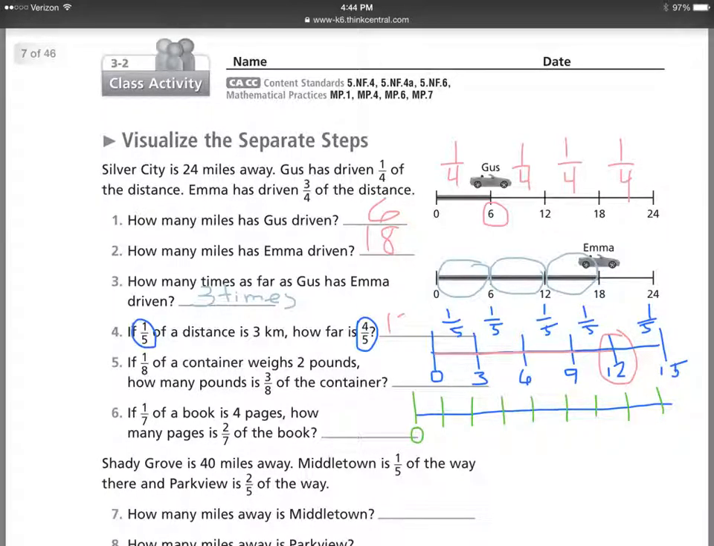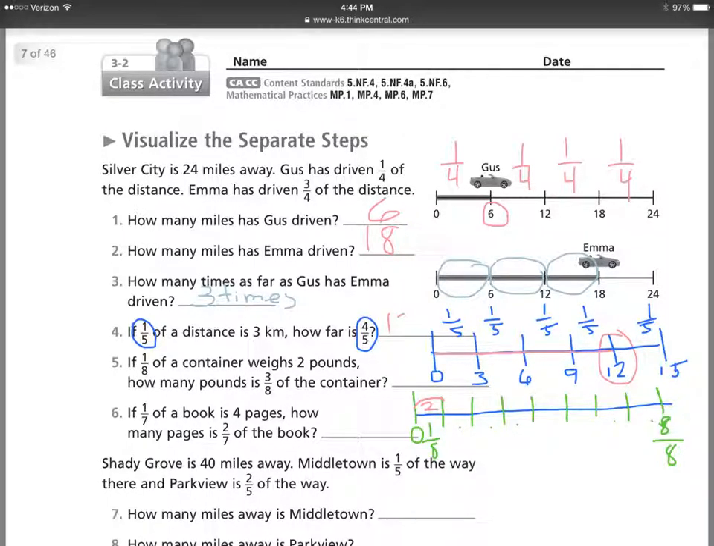We now have 8 equal places. Each of these is representing 1/8, 2/8, 3/8, 4/8, 5/8, 6/8, 7/8, and 8/8. 8/8 would be your last one, which would make the entire number line whole. It said that 1/8 of a container is 2 pounds, so from 0/8 to 1/8 is 2 pounds.